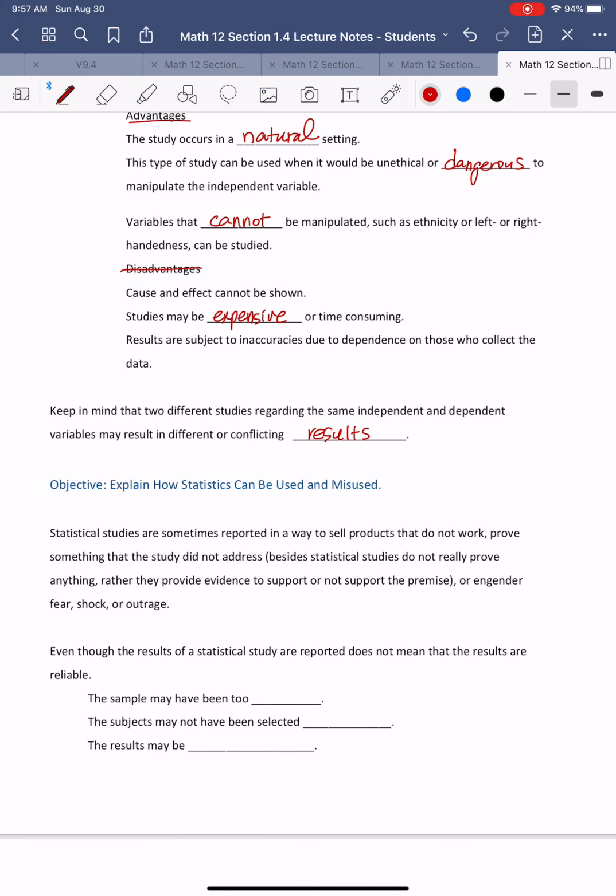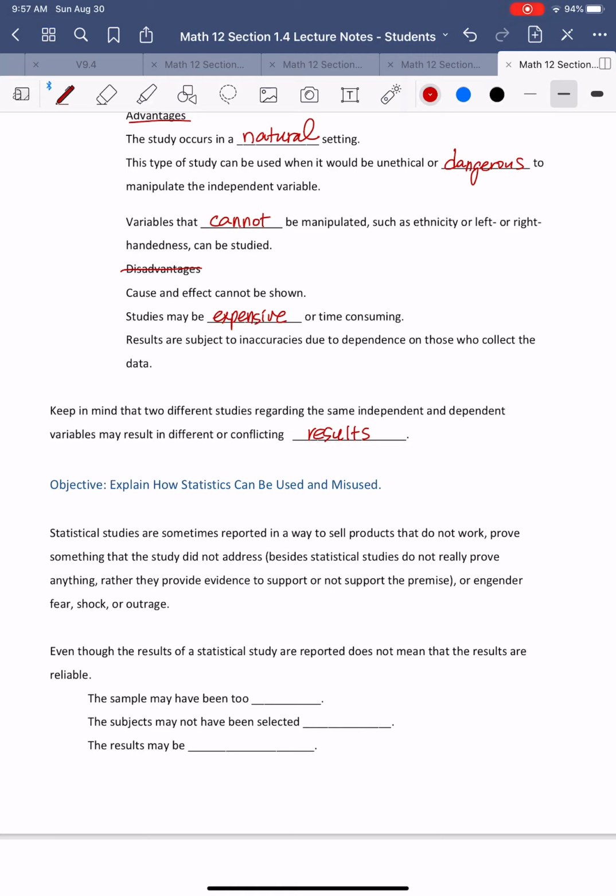So the objective: explain how statistics can be used and misused. Statistical studies are sometimes reported in a way to sell a product, or to prove something that the study did not address. Besides, statistical studies do not really prove anything; rather they provide evidence to support or not support the premises, or engender fear, shock or outrage. So even though the results of a statistical study are reported, it does not mean the results are reliable.